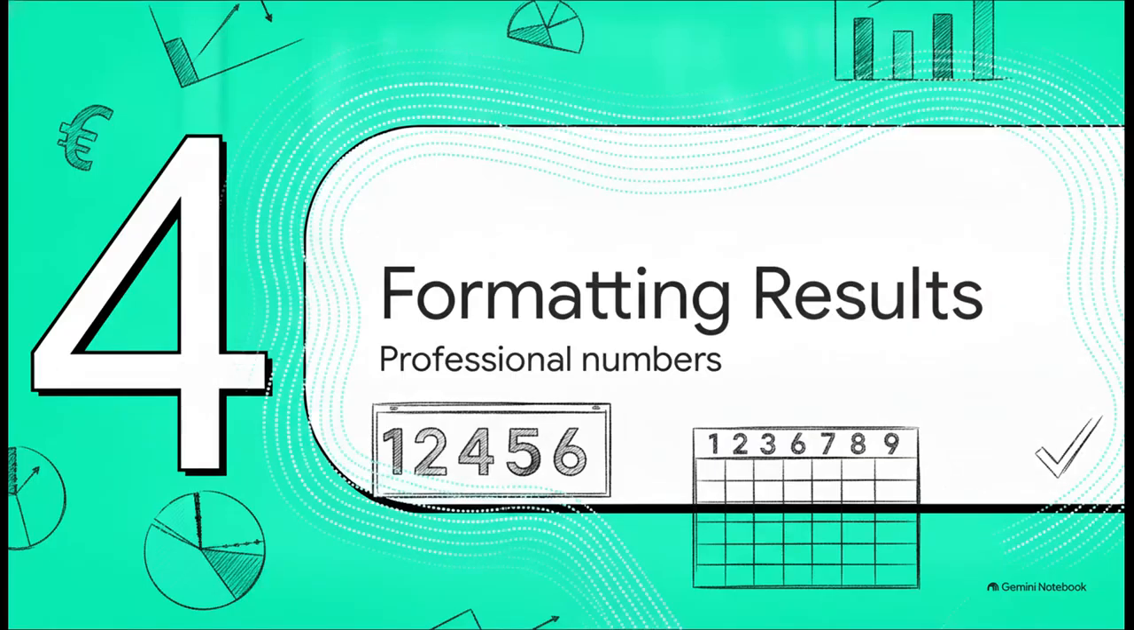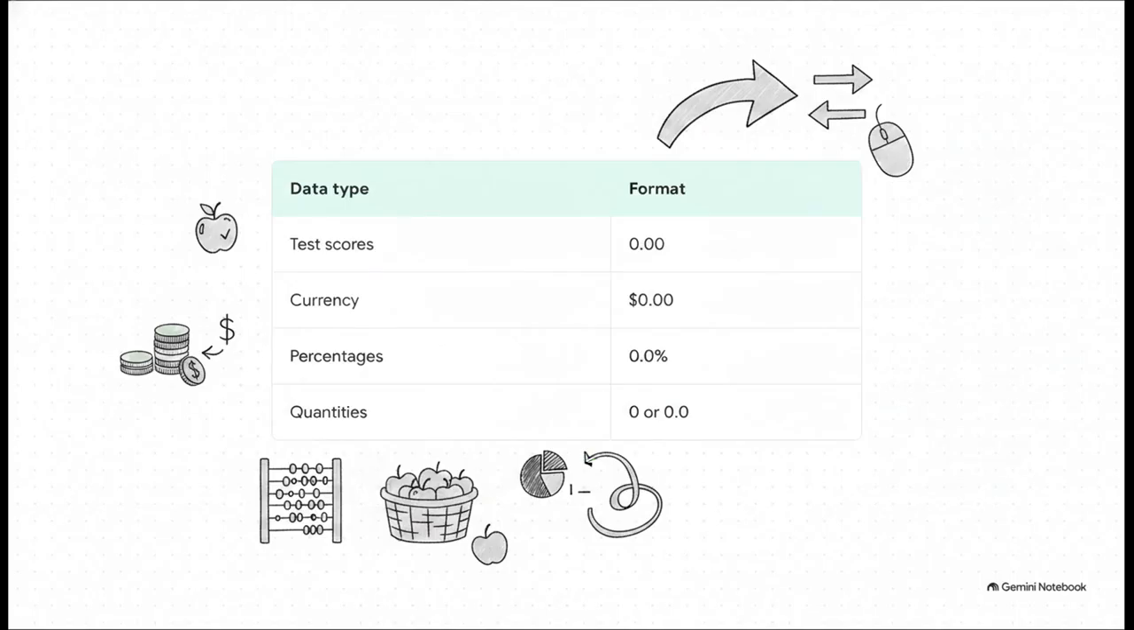Section 4. Formatting your results. Making your numbers readable and professional. Now that our math is solid and we've handled our zero values, we've got to make sure these numbers look professional. By default, an average might spit out a number with like 5 or 6 decimal places, which is just messy. To clean it up, select your average cells, head up to the Home tab, and hit the increase decimal or decrease decimal buttons. You want to match the precision to your data.